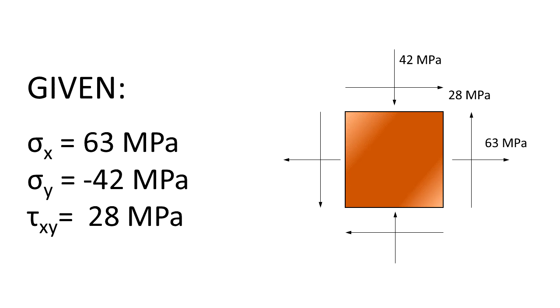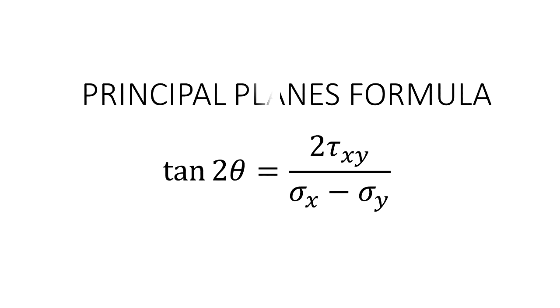If you are wondering why some are positive and some are negative, it is because we are following the sign conventions given by the book. So, in solving the principal plane of the problem, we first have to know the principal plane formula. The principal plane formula is given by the equation tan 2 theta equals 2 tau xy over sigma x minus sigma y.